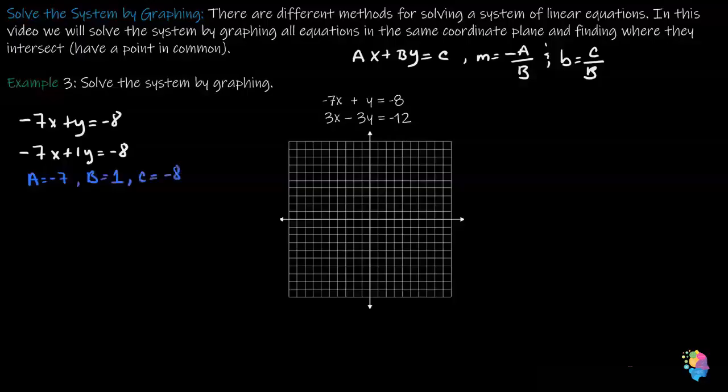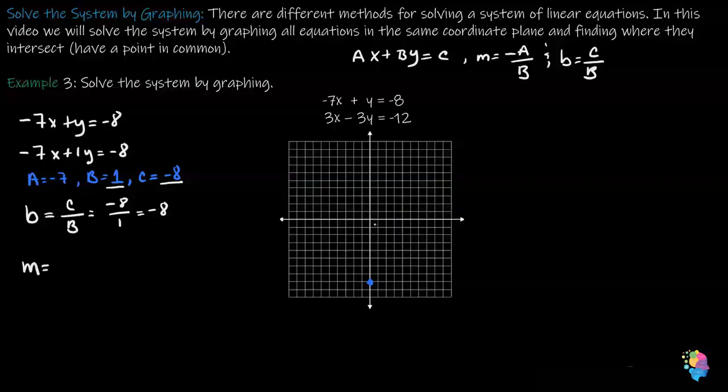So let's start. First, we need to find our y-intercept. So b is found by dividing c over b. That is -8 over 1. Well, 8 divided by 1 is 8, and because they have different signs, this will be -8. So we plot our y-intercept on the y-axis passing at -8.